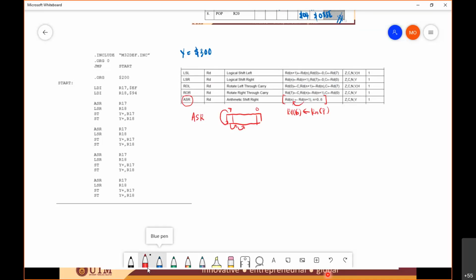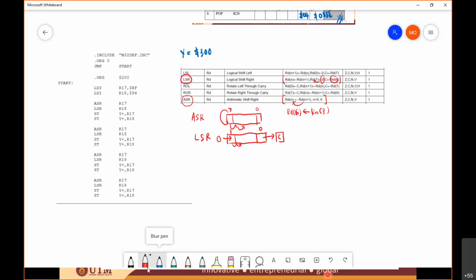And then for the LSR, so this is the LSR. By looking at this operation, you know that Rd0 goes to C. You draw first, bits 7 to 0. It says that Rd0 will go to C, and then 0 from outside will go to Rd7. So 0 from outside goes to bit 7 and the rest will be shifted to the right by 1 bit.